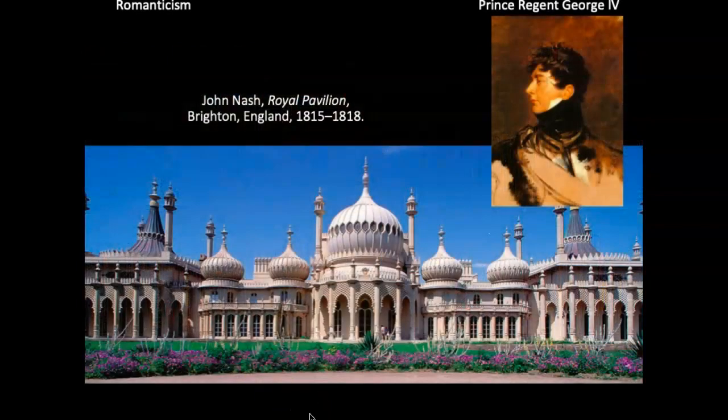Okay, our last artwork is a bonus because I mentioned it at the beginning of Romanticism. It's just such a crazy structure, and I wanted you to see it. It's the Royal Pavilion, designed by John Nash. It is located in Brighton, England.